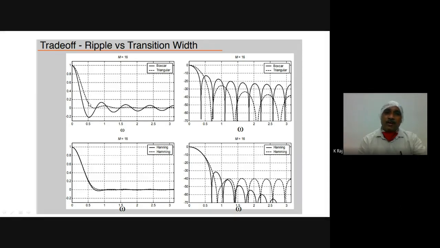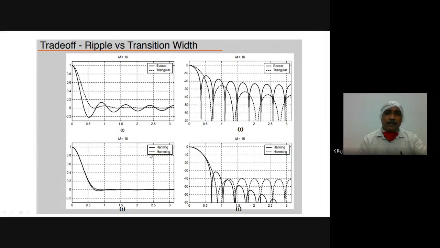The advantage is that the side lobe attenuation is larger than that of this boxcar here. And the same can be seen here, where we have used the range from 0 to 1 on the positive side and 0 to minus 0.2 on the negative side. If we consider 0 to minus 70, then we can compare these results in this manner: the boxcar and the triangular are given here, where one is the normal graph and the second one is the logarithmic one.